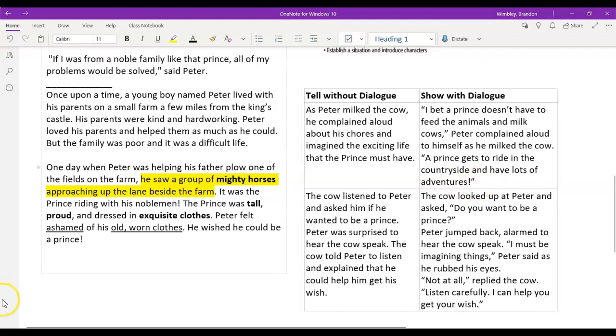grant Peter his wish. Sorry about that, guys. So let me continue because I don't remember where I left off. That was Miss Kindness. She had a computer problem.